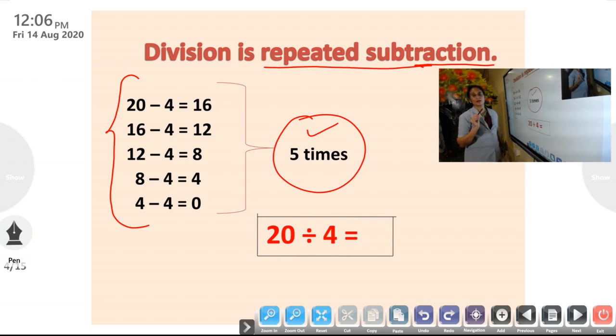So you can write the corresponding division fact. What is the division fact? 20 divided by 4 is equal to. How many 4s are there in 20? 5 4s. We have subtracted 5 times, isn't it? So what is 20 divided by 4? It is 5. 20 divided by 4, answer is 5. So that is why we say that division is repeated subtraction.